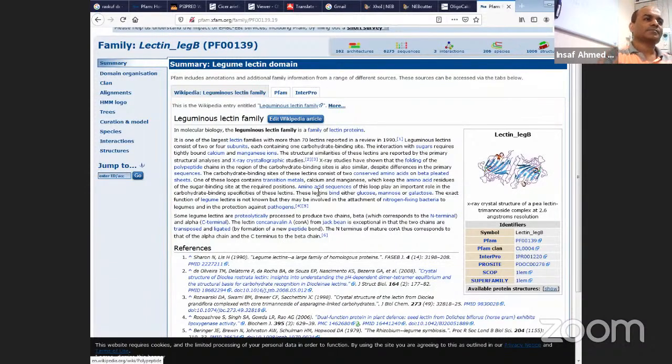Now, after knowing the family, we'll go on to the structure. What is the structure of this protein? In the protein hierarchy there are four types of structure. One is the primary structure, second is secondary structure, third is tertiary structure, and fourth is quaternary structure. So the primary structure, when we see any sequence of amino acids, that is a primary structure.